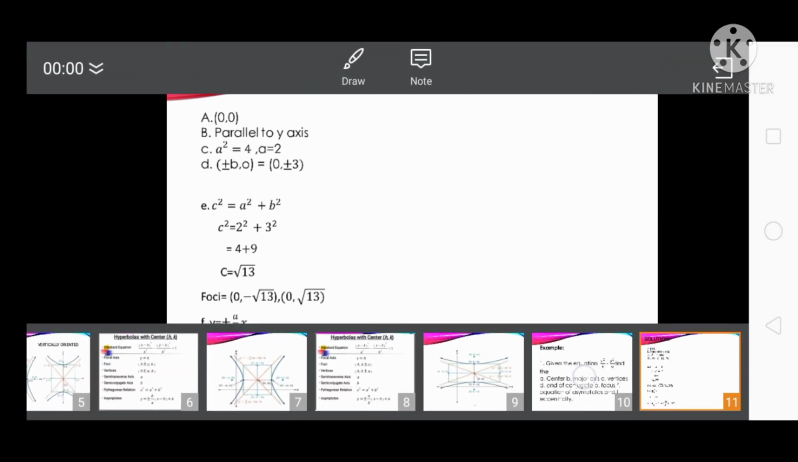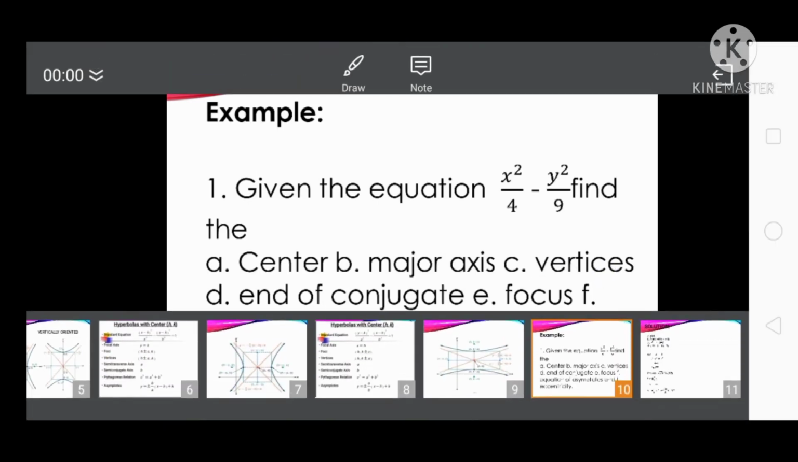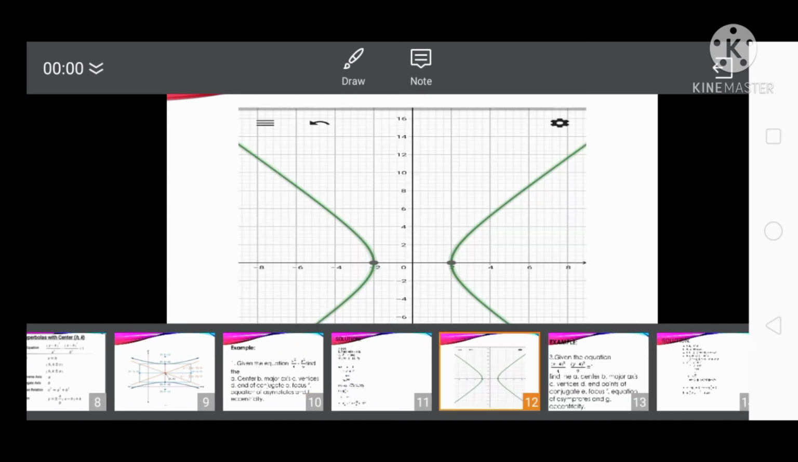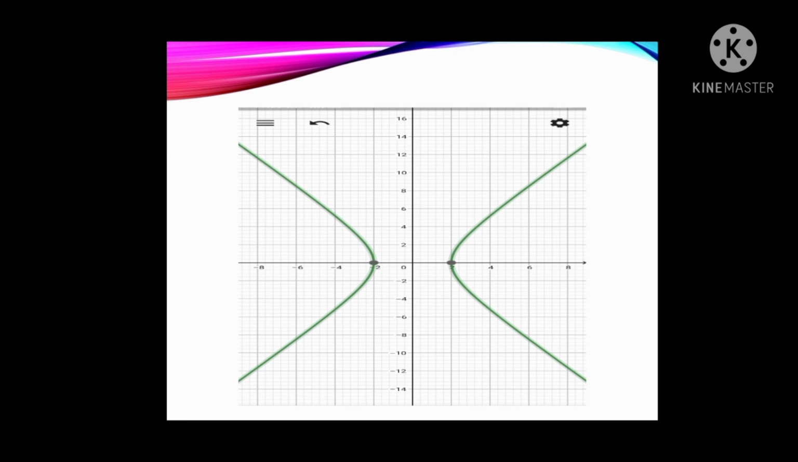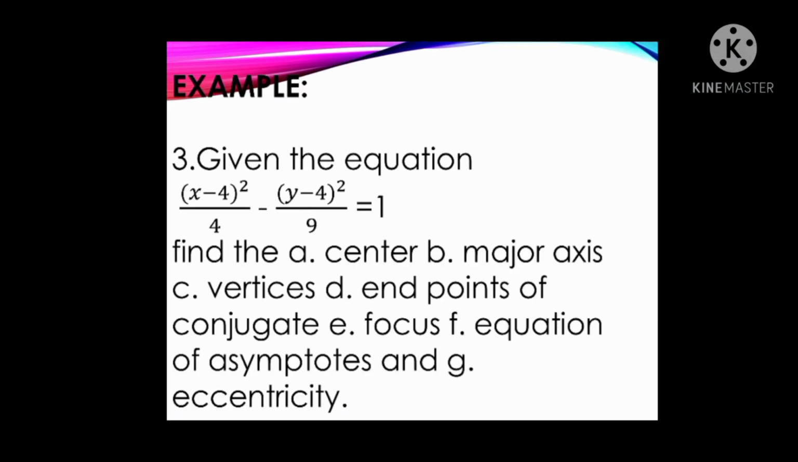So, another example. I have another example here, and this is its graph. The graph is horizontally oriented. This example has an equation whose center is h, k. Given the equation, the quantity of x minus 4, squared, over 4 minus y minus 3, squared, over 9 is equal to 1.